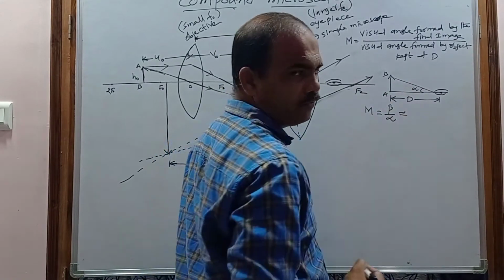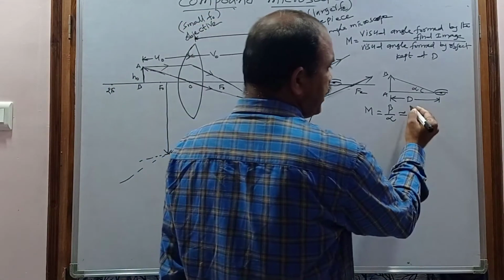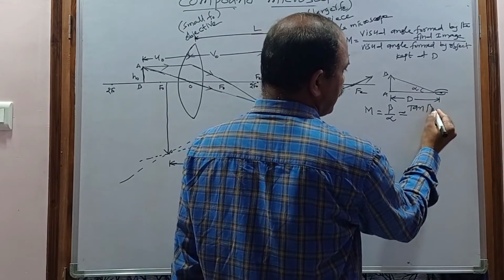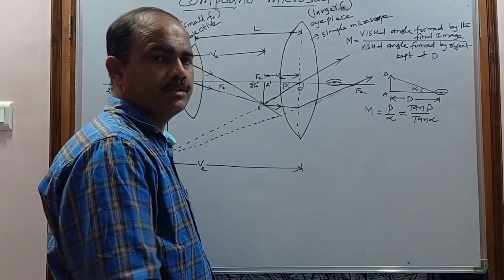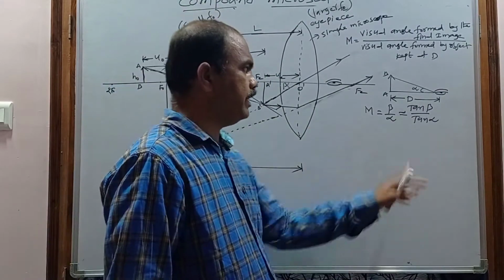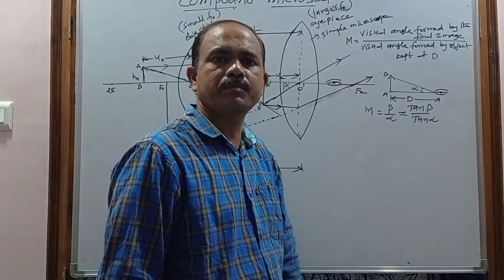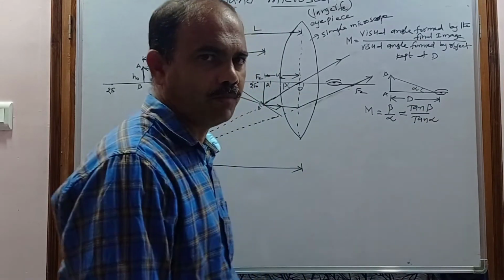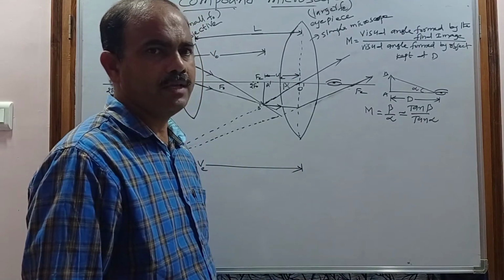That's why, to find beta and alpha, first of all we have to find tan beta and tan alpha. Then tan beta can be taken as beta and tan alpha can be taken as alpha, because they are very small angles. So in the case of small angles, tan beta can be taken as beta and tan alpha can be taken as alpha.